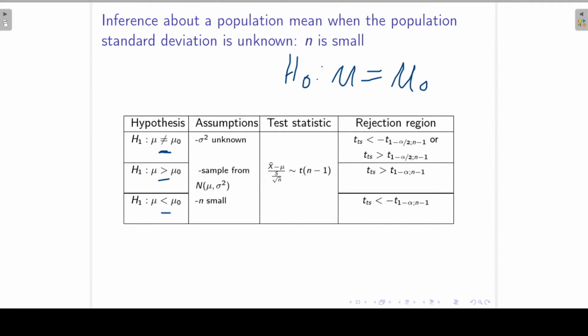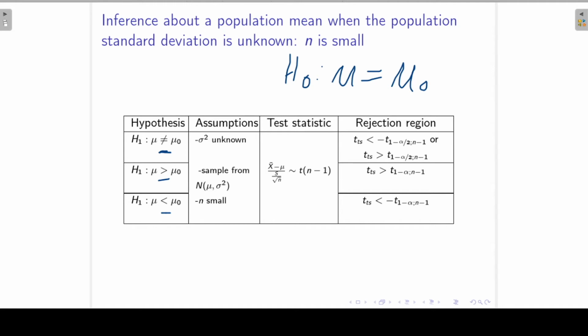The assumptions we have here are that the population variance is unknown, that our sample comes from a normal distribution, and that we are working with a small sample. Then our test statistic is given in the third column. It's the sample mean minus the value that we assume under the null hypothesis divided by S over square root n, where S is, remember, our sample standard deviation because our population standard deviation is unknown. And this now follows a t-distribution with n-1 degrees of freedom. Now, if our test statistic follows the t-distribution, it means that to find our critical values or the rejection region, we are going to make use of the t-tables.